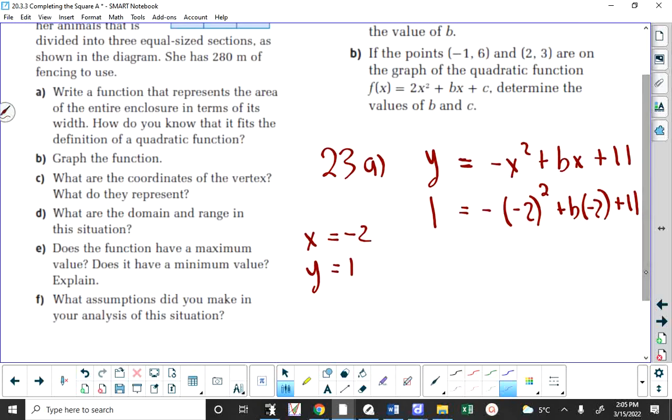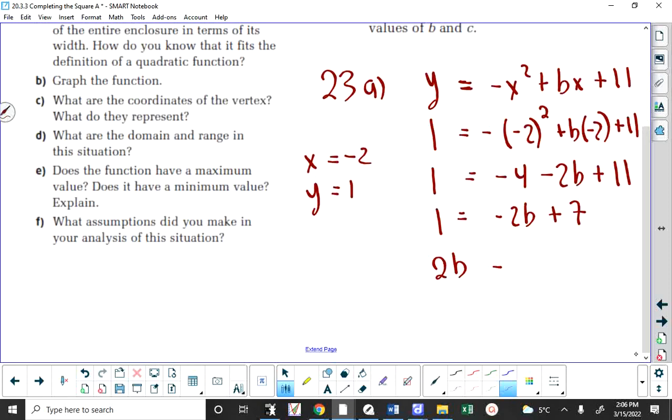I'm going to simplify this first. We have 1 equals negative 4. Be careful there, everybody. The negative 2 in brackets squared is positive 4, but there's a negative in front of it. And then we have minus 2b plus 11. So this becomes negative 2b plus 7, because negative 4 plus 11 is 7. I can move the 2b over and subtract 1 from both sides and end up with b equals 3. And you didn't have a problem with that. You got that question right. No problem. And then we get to b.